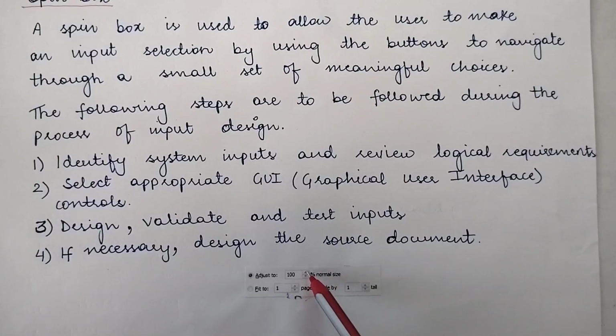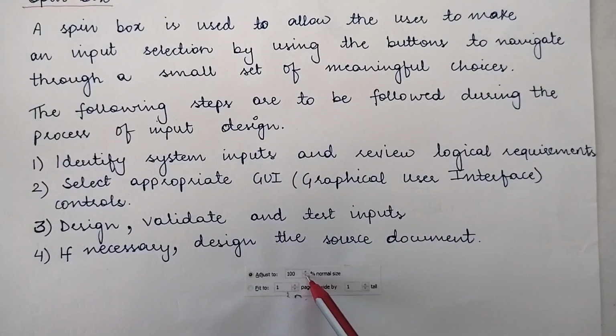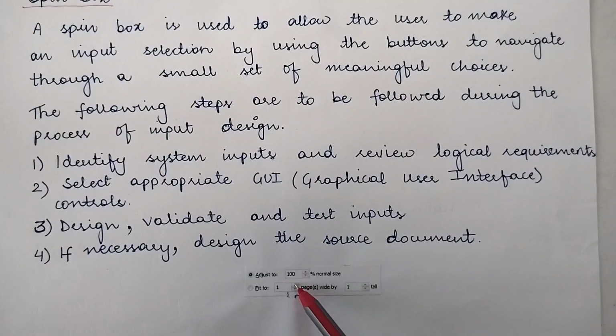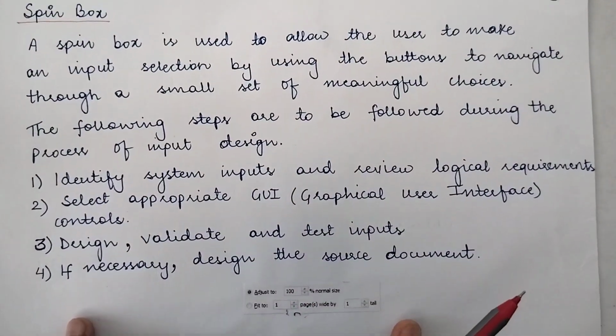So you scroll up, it spins to a value higher than 100. You scroll down, it spins to a value lesser than 100, right? Here also you spin up, it scrolls to a value higher than 1. You spin down, it scrolls to a value lesser than 1. So basically these are what you call the spin boxes.